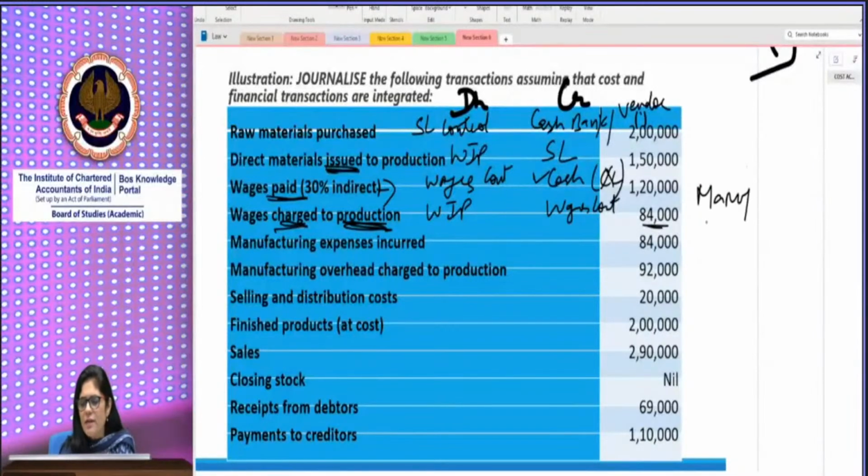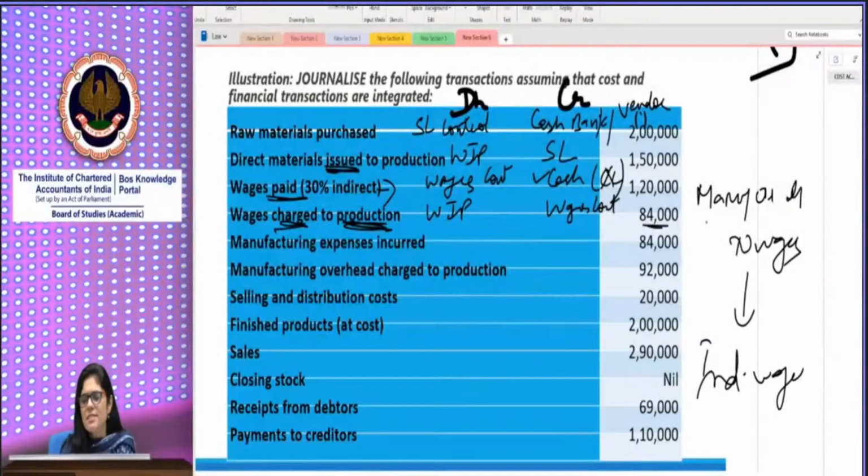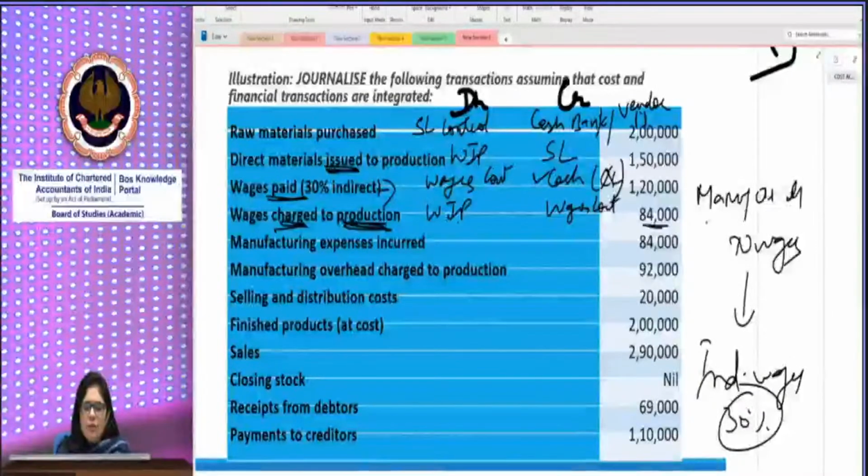Manufacturing overhead control account debit to wages control account. Clear? For indirect wages, you have to pass this entry, whether it's mentioned in the question or not. So 70% is charged to WIP, 30% will go to manufacturing overhead. All right, students, I hope you have understood this. 70% direct wages have gone to WIP and 30% indirect is going to manufacturing overhead.